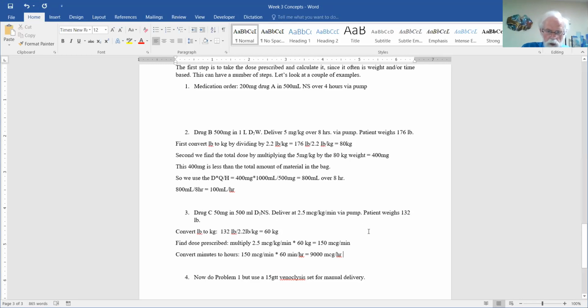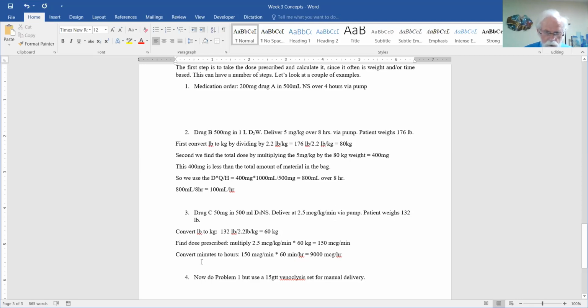Are you following along with all this? Yes, I am. I was actually calculating it too. Oh, good. Always check me. So we have 9,000 micrograms per hour going into this patient. Why do we want it per hour? Because we're told first off via pump, okay? So with this, we're looking at 9,000 micrograms per hour.